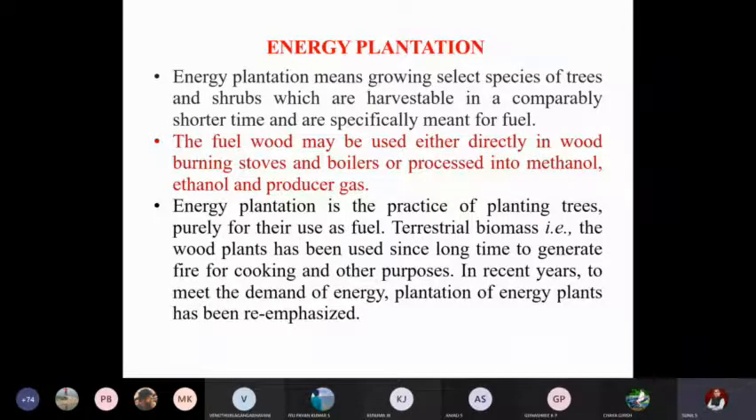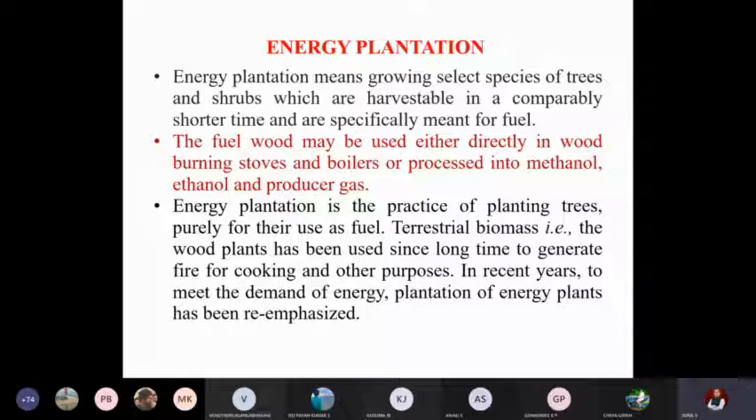So energy plantation is the practice of planting trees purely for the purpose of fuel. You are not growing it for food. It will not give any fruits or vegetables as output. Purely, they grow at a very fast rate, and whatever remainings and cut-up parts are there can be used as fuel.